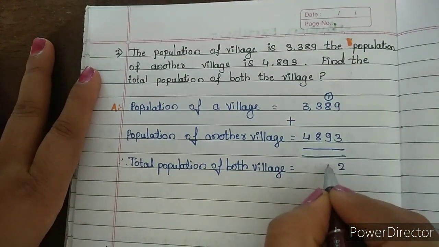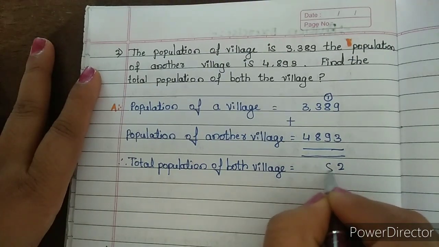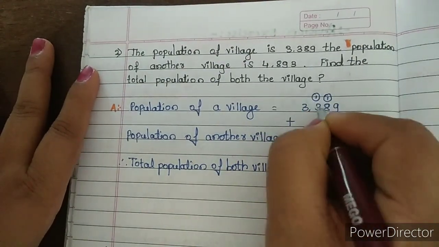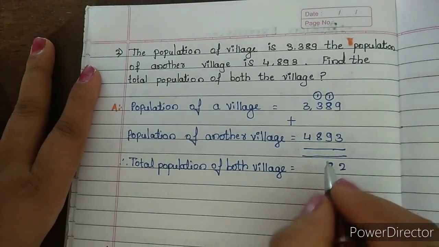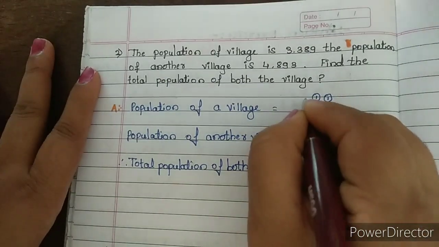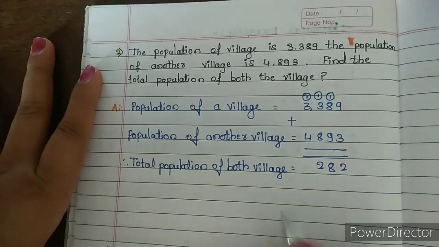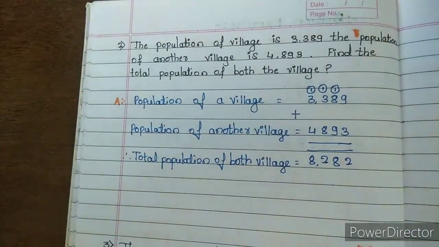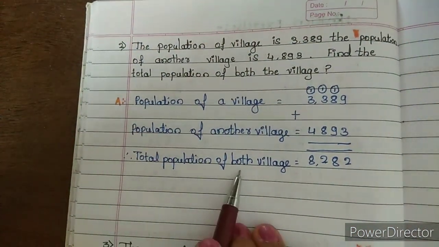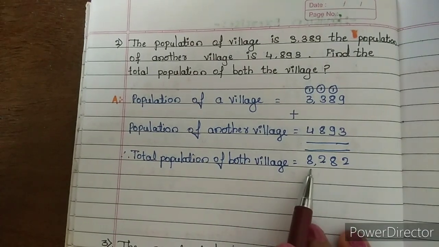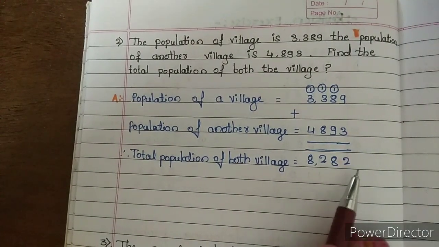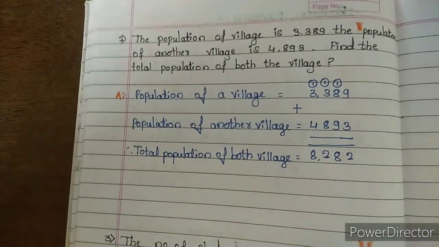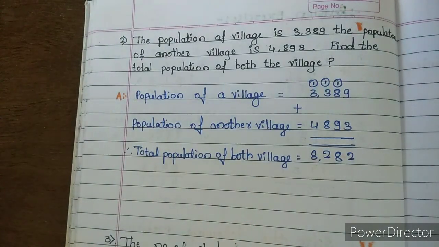9 plus 9 is how much? 18. Carry 1. 3 plus 1 is 4. 4 plus 8 is 12. Carry 1. 3 plus 1 is 4. 4 plus 4 is how much, dear students? 8. Therefore, total population of both the villages is how much, dear students? 8,282. Okay. Now this is your second problem.